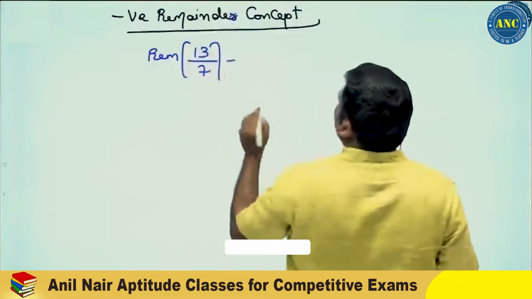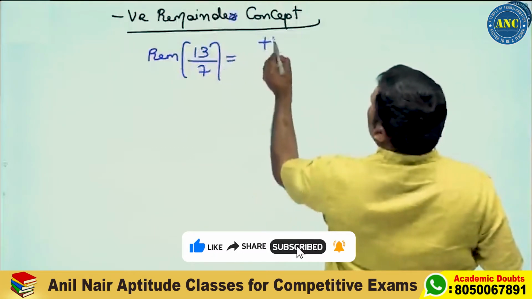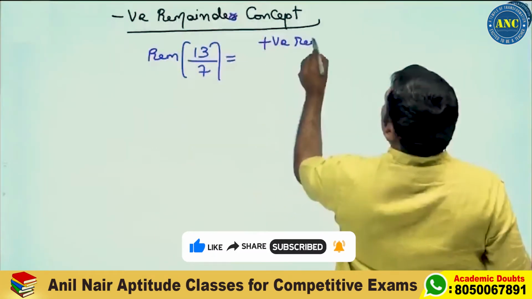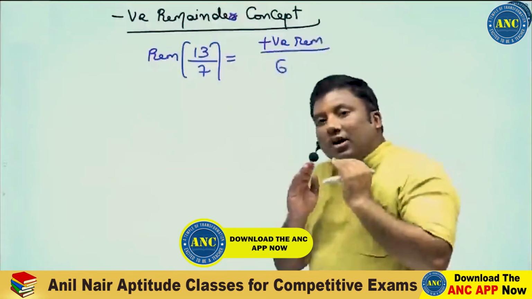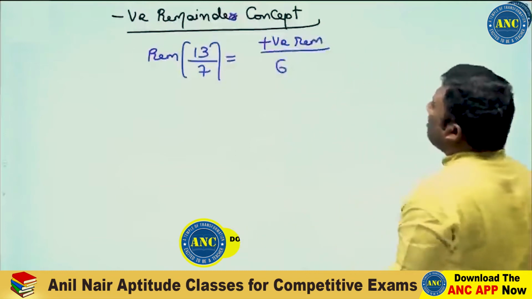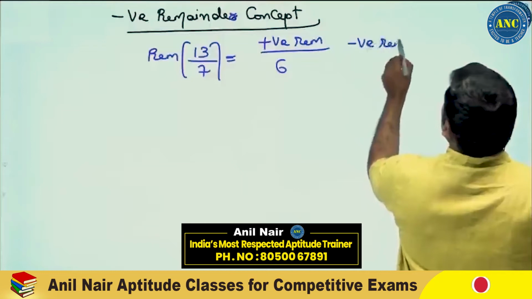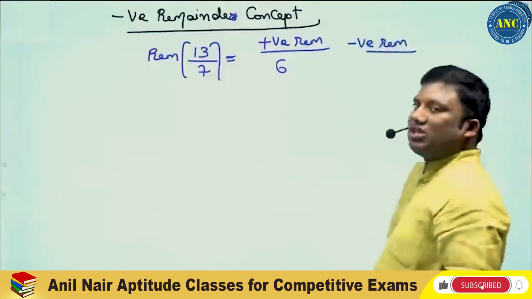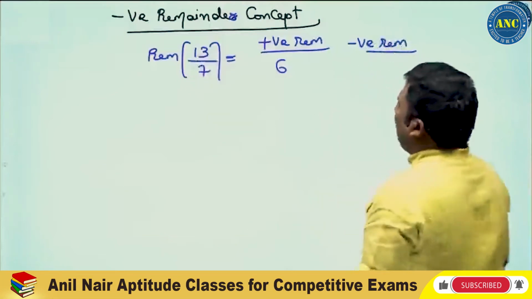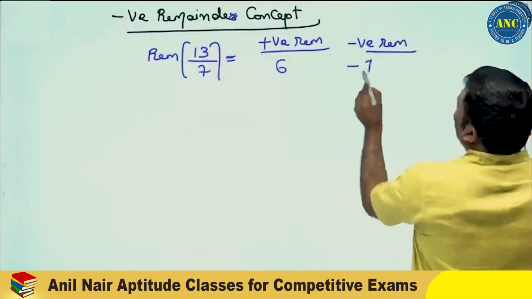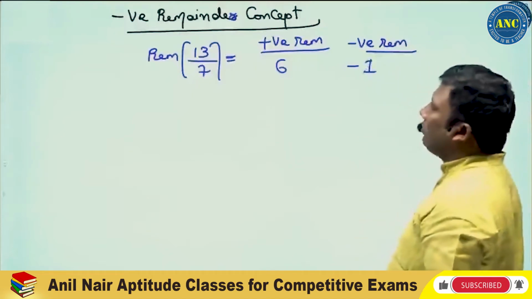13 divided by 7. 7 1s are 7. Positive remainder is nothing but 6. 7 1s are 7. What is left over? That is nothing but 6. Negative remainder is, take a number which is just a multiple of 7 greater than 13. 7 2s are 14. 13 is 1 less than 14. So it is minus 1.